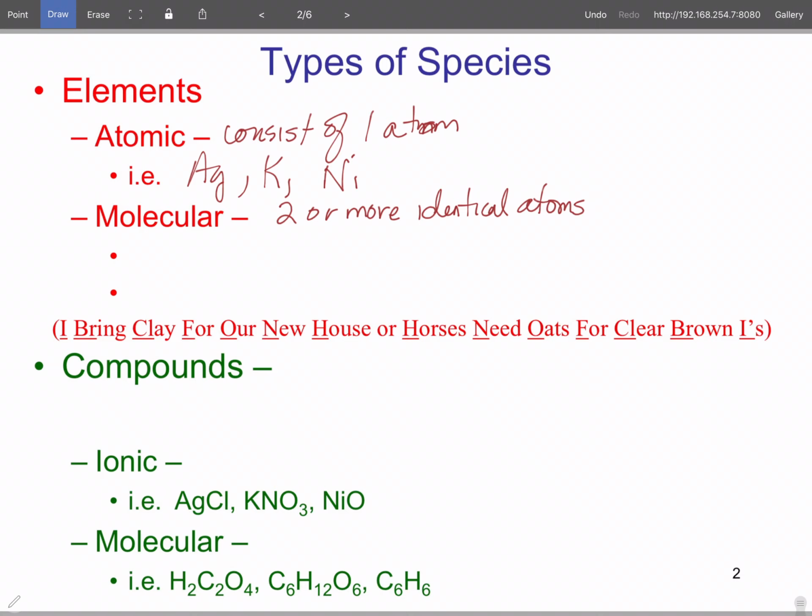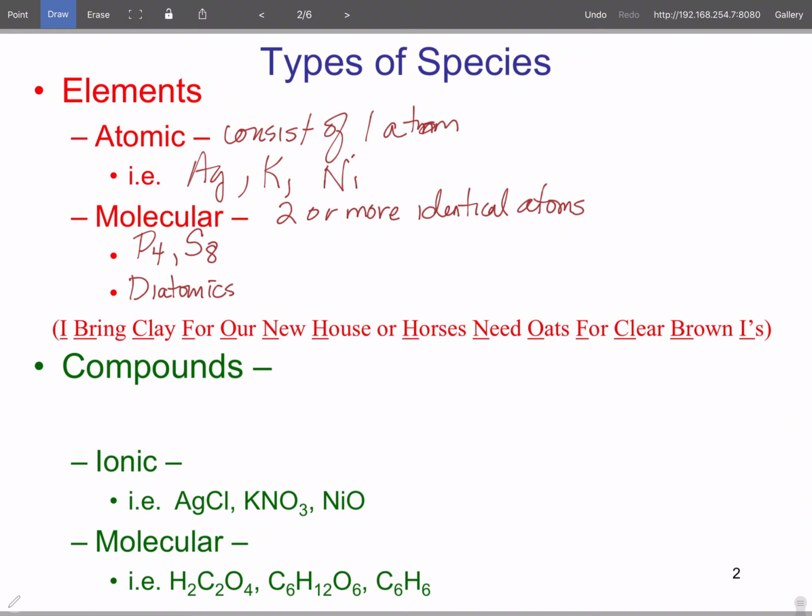So, two weirdos are P4 and S8. You don't find phosphorus as a single atom. You tend to find it in the form of P4, four atoms together. That's its natural elemental state. Sulfur, there's actually a second one, which is S2, but S8 is a very common one. But some of them exist only as two atoms together, which are diatomics.